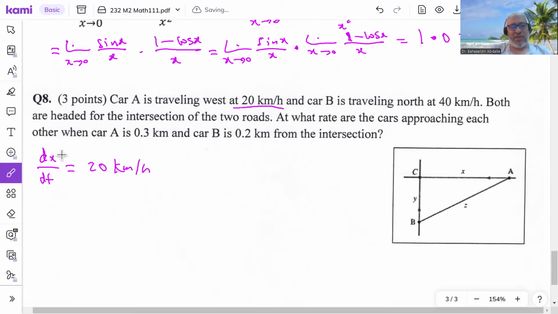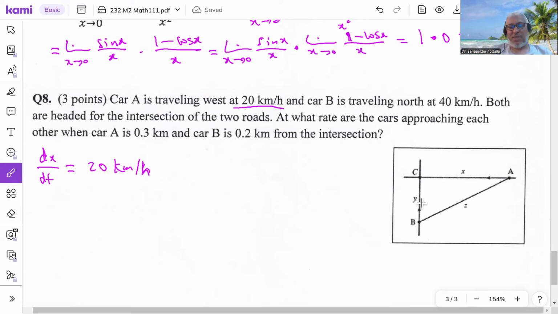Kilometer for x, the distance is in kilometers, and time is per hour in this case. So this is kilometer per hour, kilometer over hour. So it has to be a rate of change. Car B is traveling north at 40 kilometer per hour. So again, 40 kilometer per hour is the change of y.